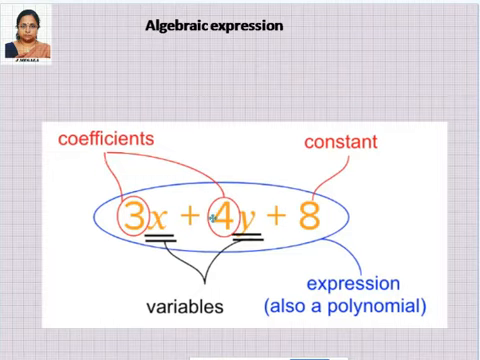So you have some variables along with these coefficients, and these are the different terms, separated by plus signs. This is called an expression. In case you equate this to some value, then we call it an equation. And these are all polynomials.